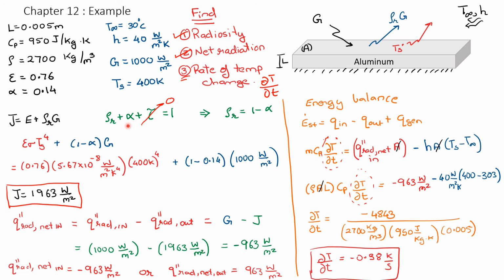So this is how you tackle a radiation problem. You need to use these relations carefully and be careful of what sign you are using for Q in and Q out.